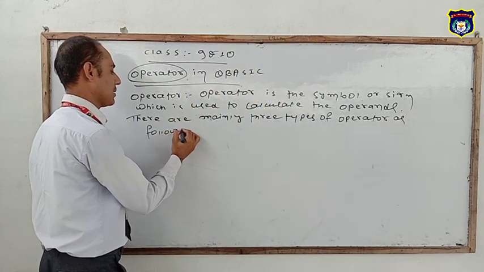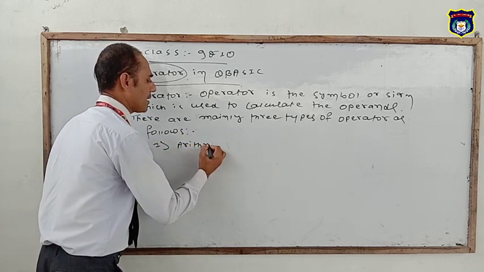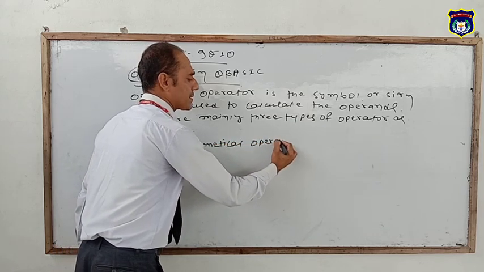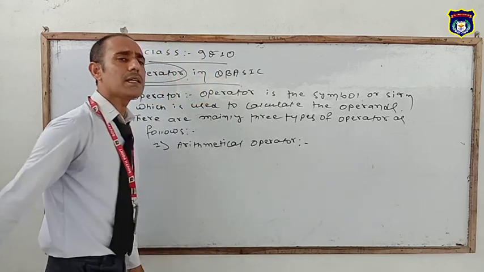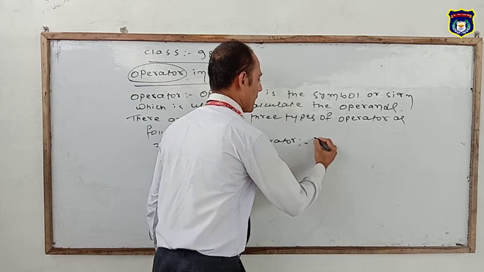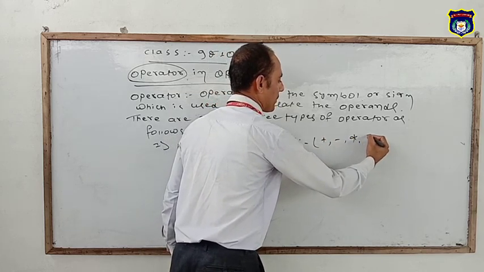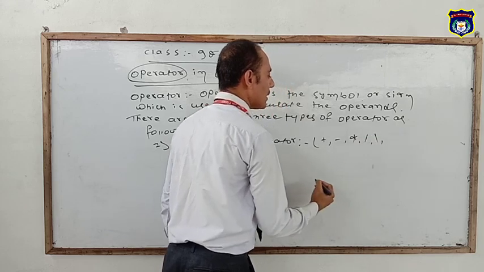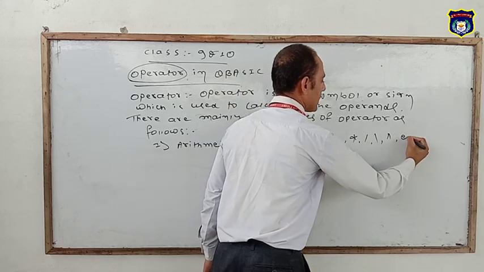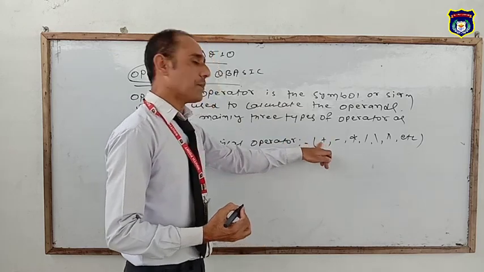Number one is called the arithmetical operator. Number one is called what? Arithmetical operator. Okay. Arithmetical operator means the operator which is used to calculate the arithmetical operations. Arithmetical operations means addition, subtraction, multiplication, division, integer division, and after that, modulus. These are called the arithmetical operators.